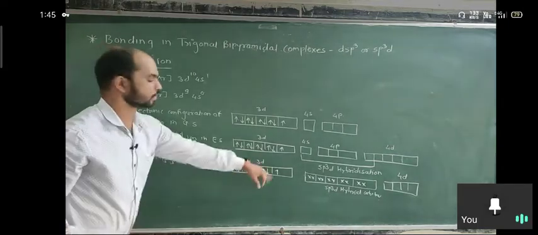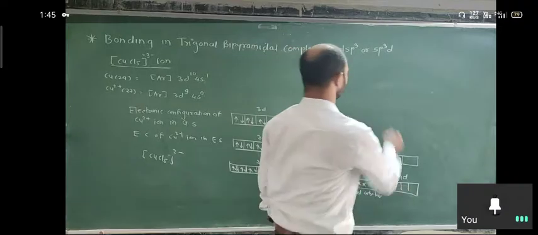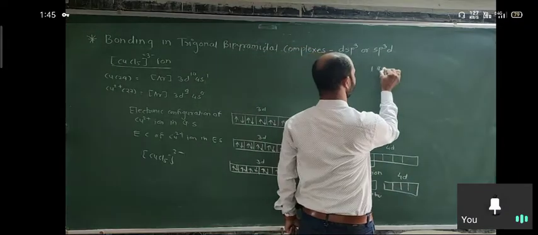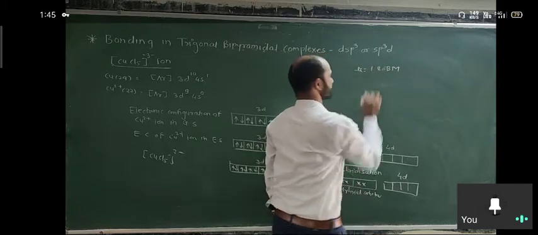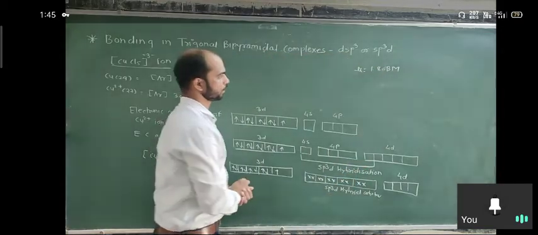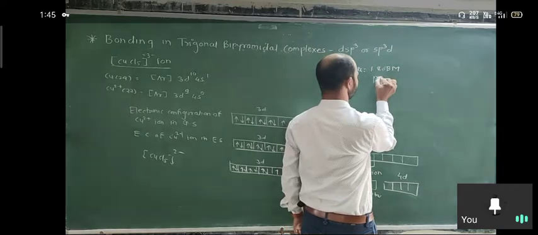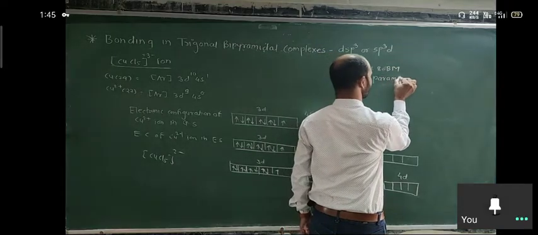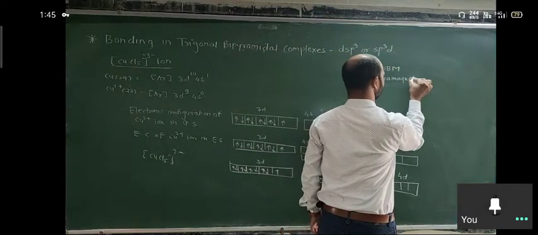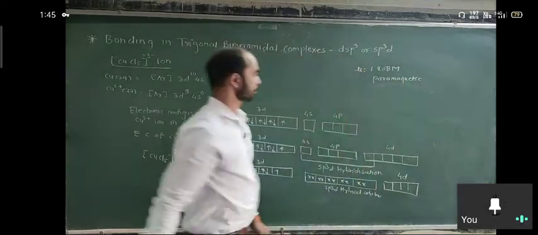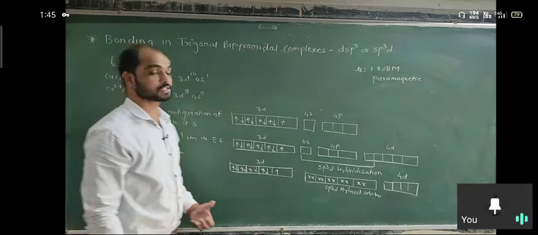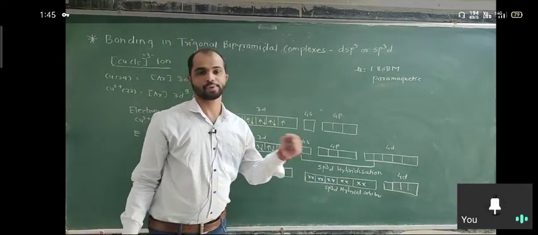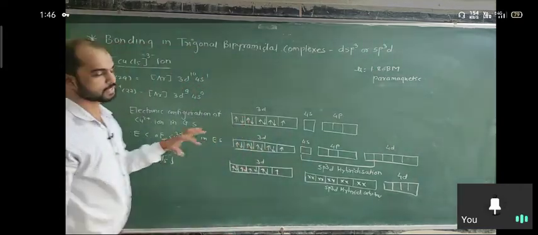So here one unpaired electron shows near about 1.8 Bohr magneton as the magnetic moment. Due to this, it is paramagnetic in nature, and the sp3d hybridization suggests the trigonal bipyramidal geometry. So how do you explain it?